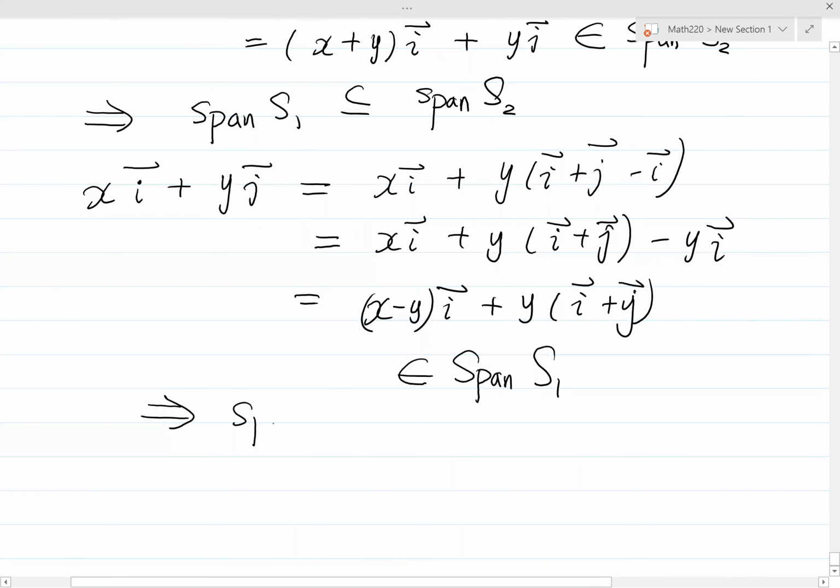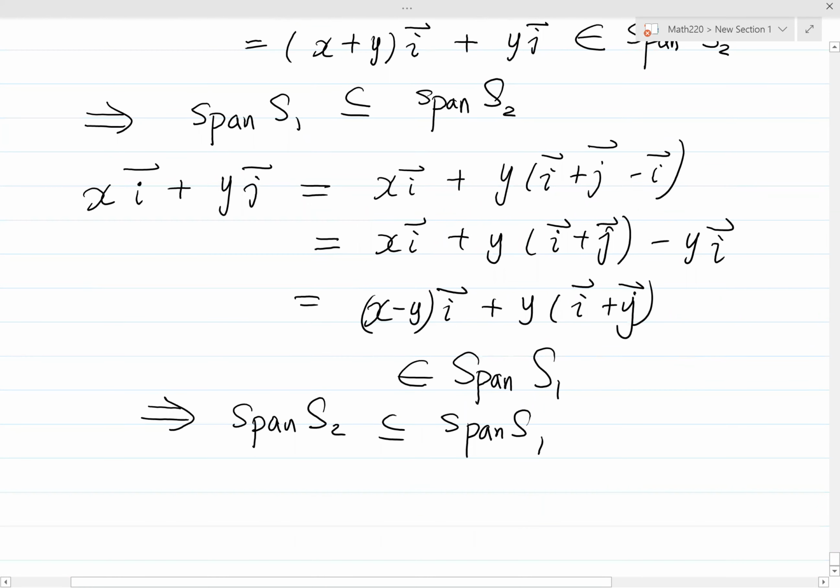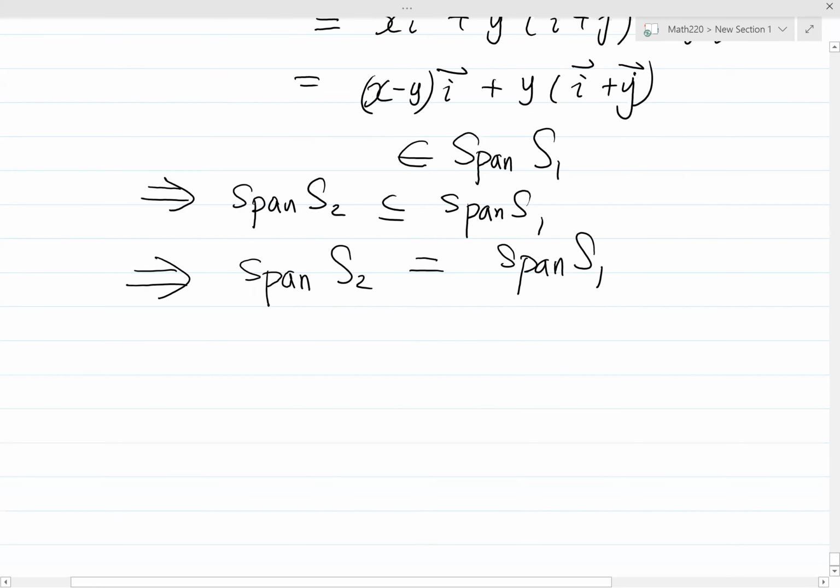So span S2 is also contained in span S1. They mutually contain each other, which means they are the same space. Span S1 contains span S2, and span S2 contains span S1. Any questions?